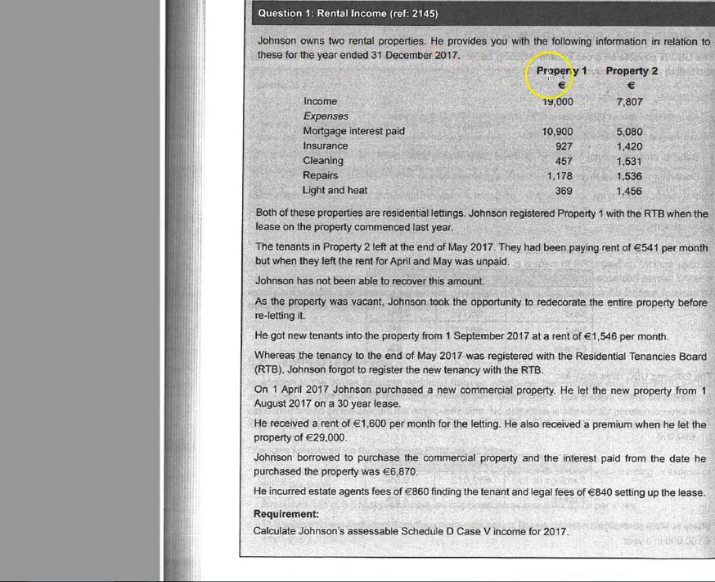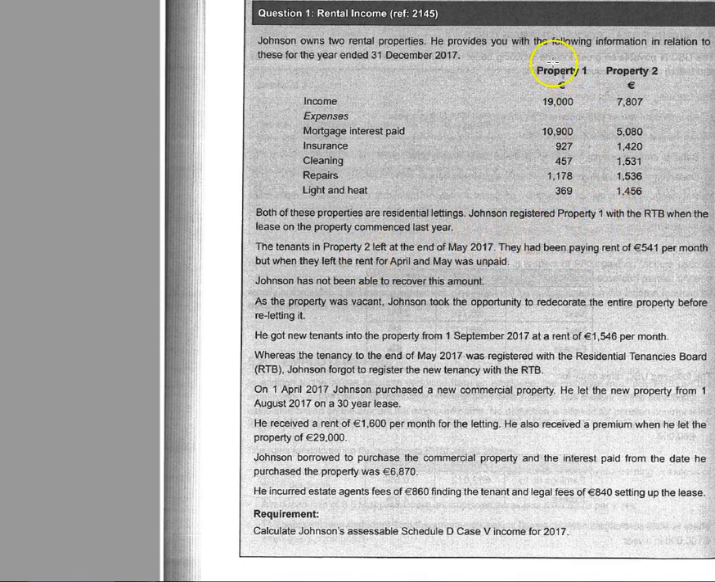2 rental properties, property 1, property 2. Both are residential, which means as long as you're registered with the Residential Tenancies Board, you're allowed to claim 80% of the mortgage interest as an allowable rental expense. So we look at property 1 first and then look at property 2.